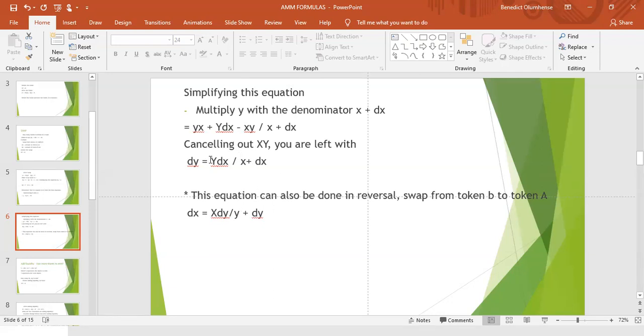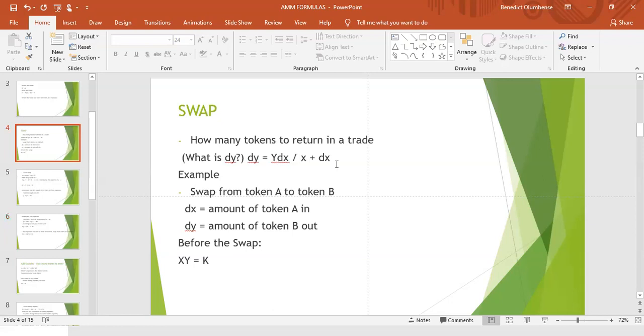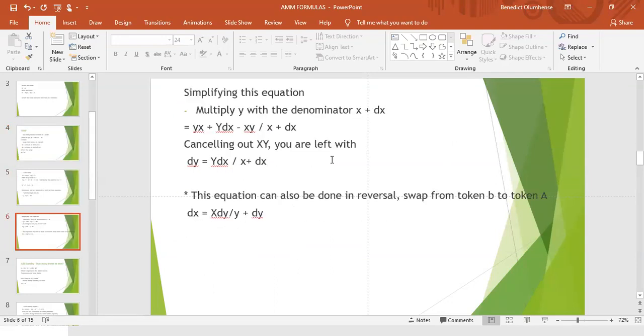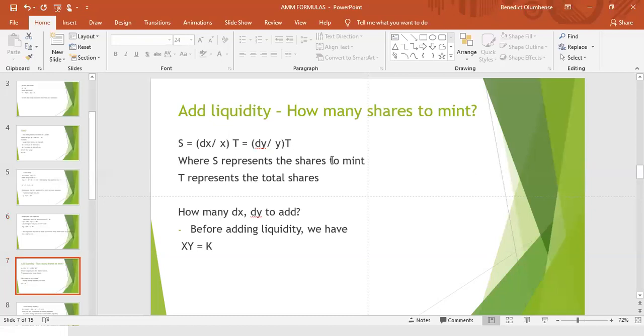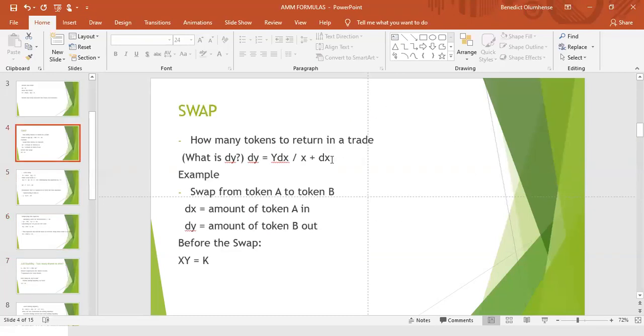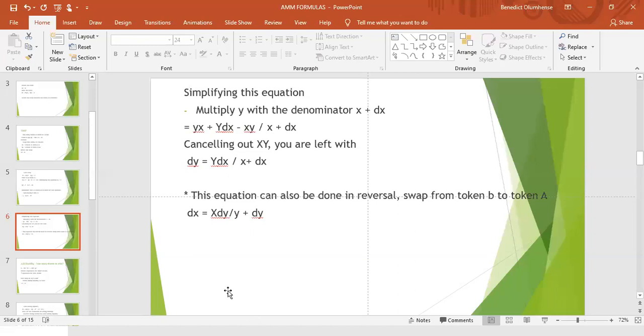So this is the equation of what dy is, and it goes back to the same equation we had in the beginning, so both equations are similar. So if you say this is the equation, then the reverse of this equation, for token B to token A, is the same. It's basically dx equals x dy divided by y plus dy, which is similar. You just reverse where y is and where x is.